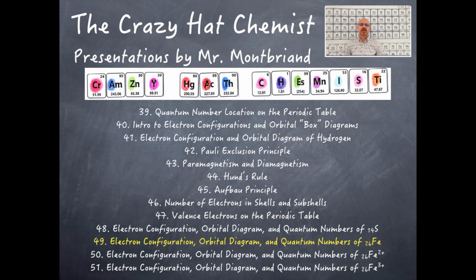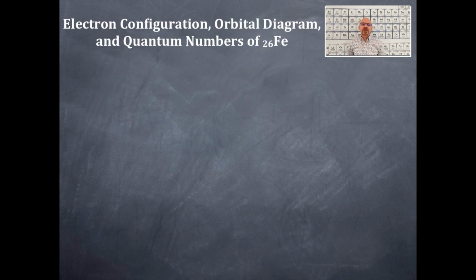So here we are doing another video in atomic structure and electron configuration. So let's get moving. Bam! Today we're doing the electron configuration, orbital box diagram, and set of 4 quantum numbers for iron. That's atomic number 26. So again, iron Z of 26. That means it has 26 protons and therefore 26 electrons, since this is a neutral element of iron.